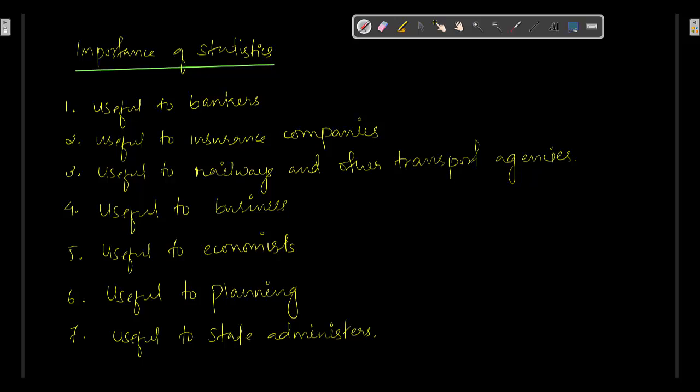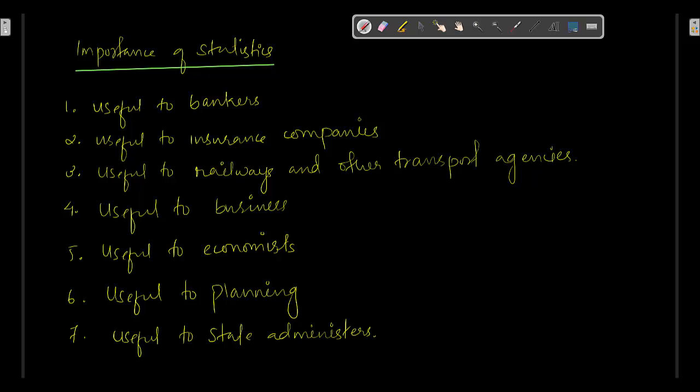Number three, it is useful to railway and other transport agencies with regard to fares and freight to be charged, expansion programs, or to determine the efficiency of the services. All these things require statistics even in railway and other transport agencies. Number four, useful to business. We discussed that earlier: to gather information to draw conclusions, to determine future courses of action, decide the production, maintain supply chain or supply line, etc.